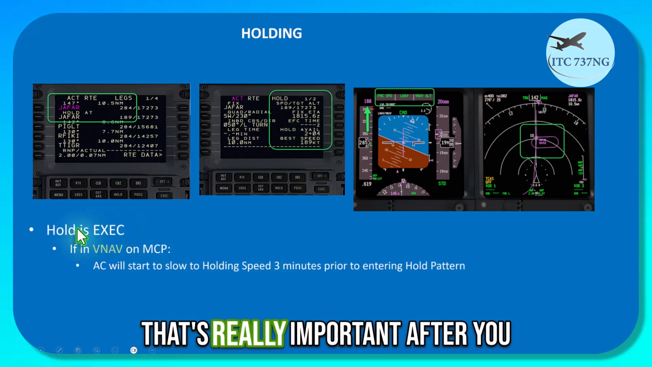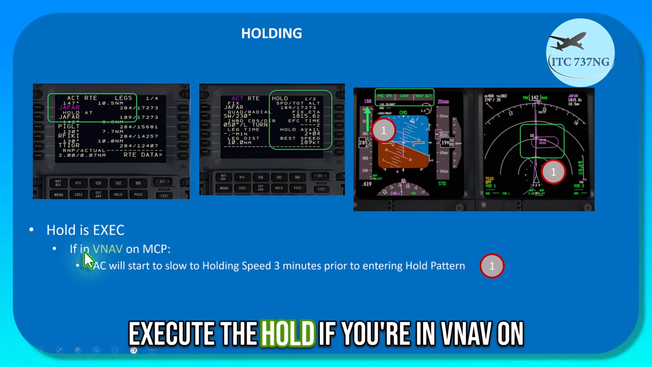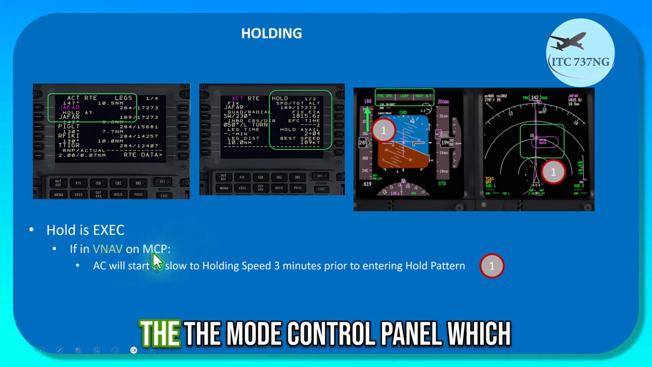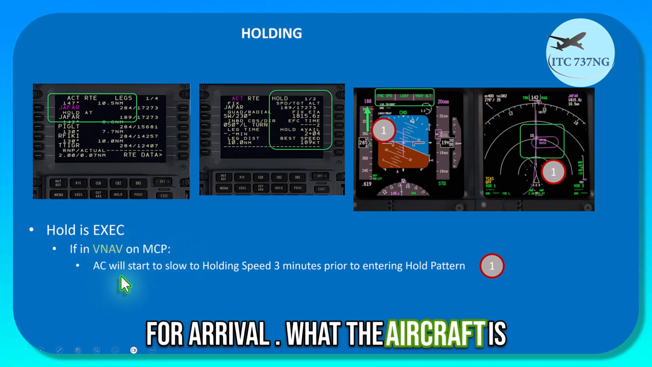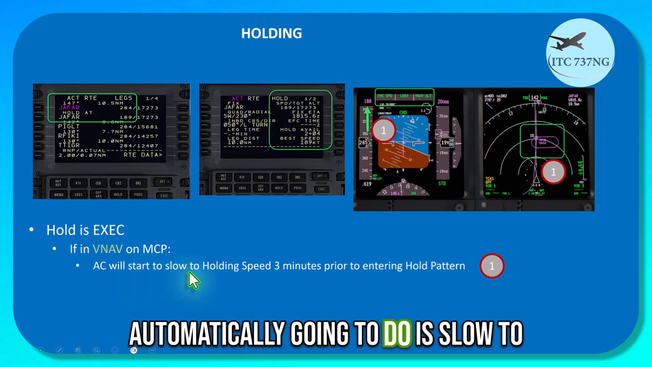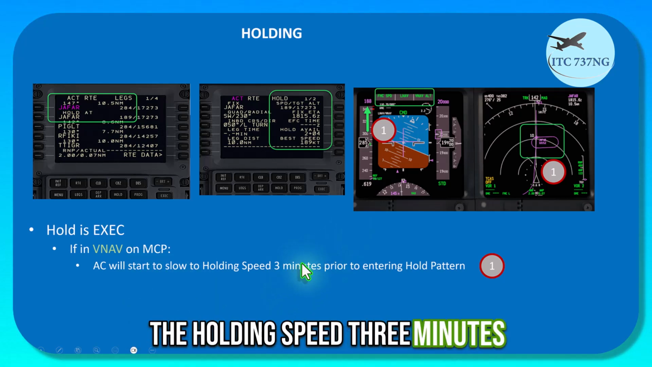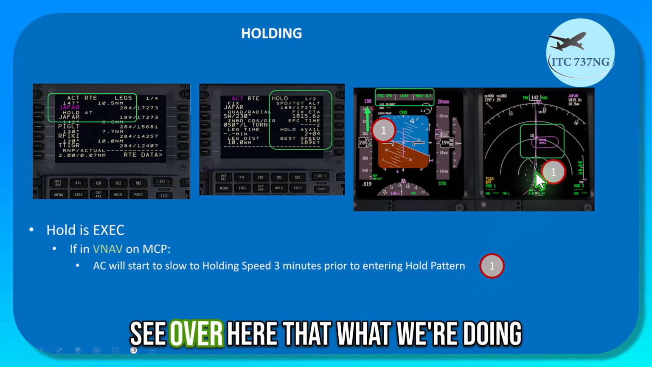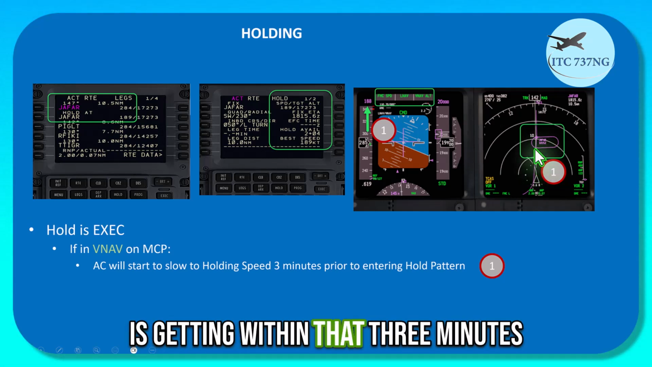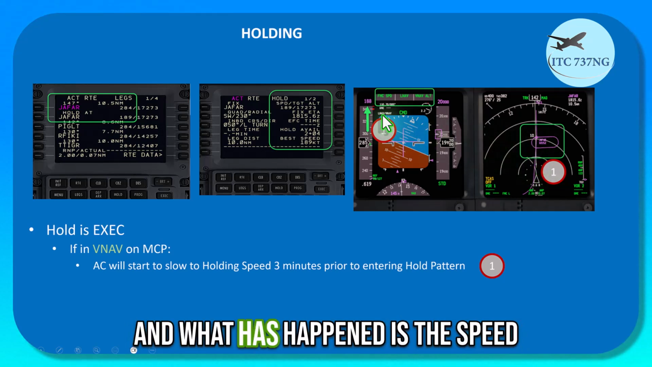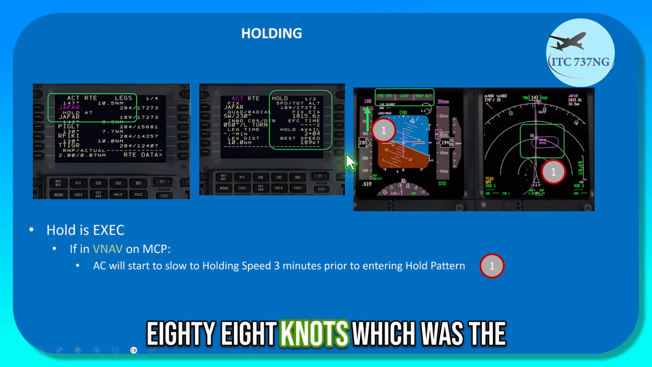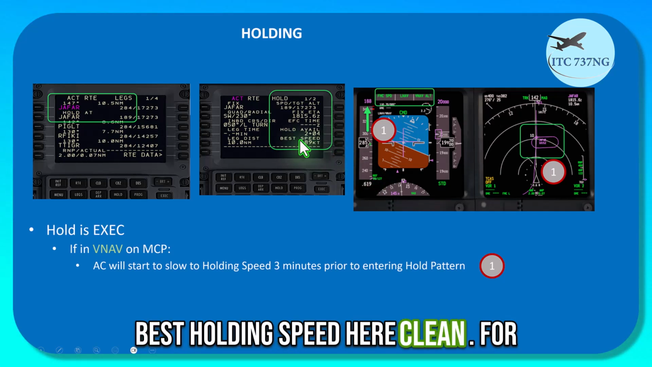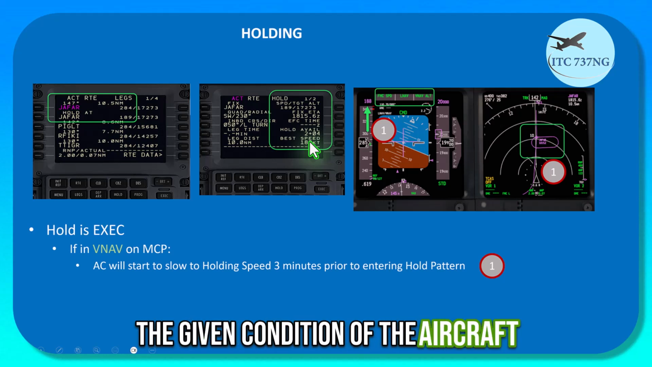Now, another thing that's really important, after you execute the hold, if you're in VNAV on the mode control panel, which generally you should be, especially for arrival. So what the aircraft is automatically going to do is slow to the holding speed 3 minutes prior to entering the hold. You can see over here that we're getting within that 3 minutes, and what has happened is the speed in VNAV has automatically changed to come back to 188 knots, which was the best holding speed here, clean, for the given condition of the aircraft and the altitude.